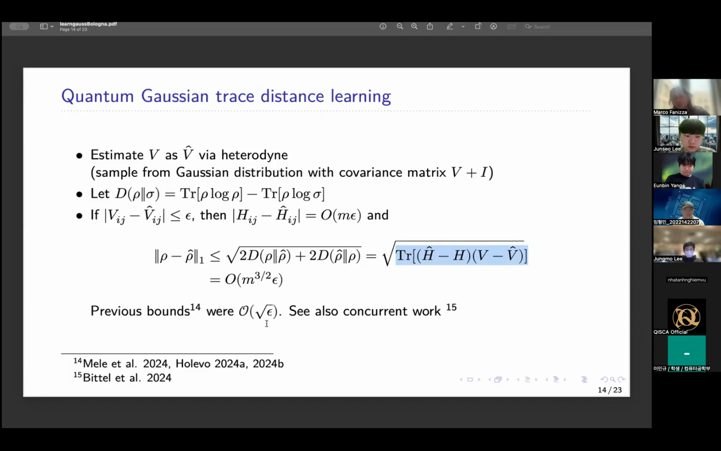A previous bound was just square root of epsilon, and at the same time as this work appeared, there was also another work that showed this linear bound in epsilon for the full set of Gaussian states. In our case, we have to restrict to mixed states, otherwise we risk these relative entropies to be divergent.